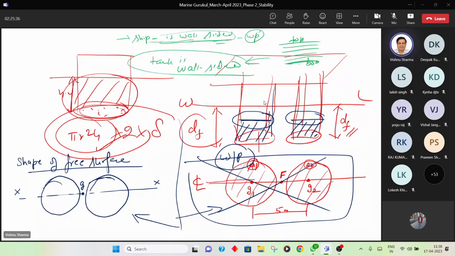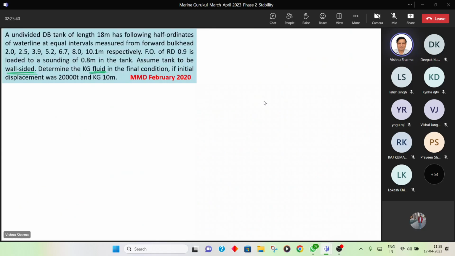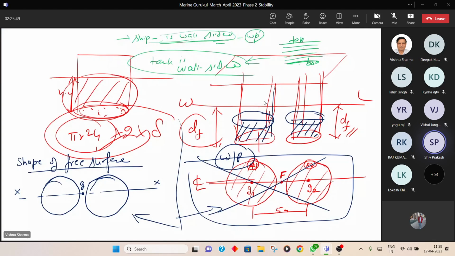So with this little bit of discussion on wall-sided, we can go to the question now. Sir, one thing about wall-sided. I understood about the tank being wall-sided, but can you please explain again how we can relate it to the ship? The counterpart of the free surface in a ship will be the water plane. If the water plane area is identical, then it is wall-sided, right?